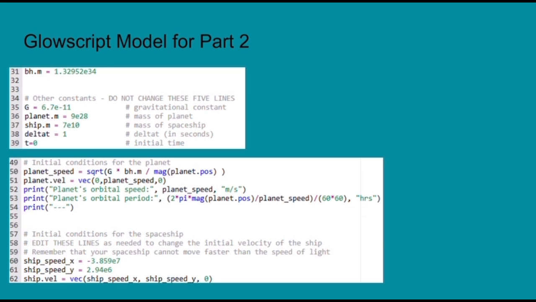Now in Part 2, we are using trial and error to find the initial velocity that will allow the spaceship to exit the orbit without crashing into the planet or the black hole. To do this, we will again be using GlowScript and need to input the mass of the black hole from Part 1 as well as more initial conditions shown, like initial planet velocity. Through trial and error, we will figure out the initial velocity and speed of the spaceship shown below, which has an x-component of negative 3.859 times 10 to the 7 and a y-component of 2.94 times 10 to the 6.